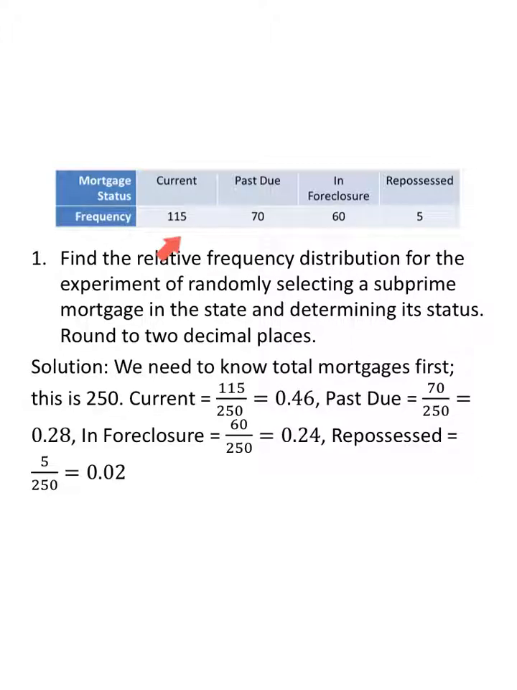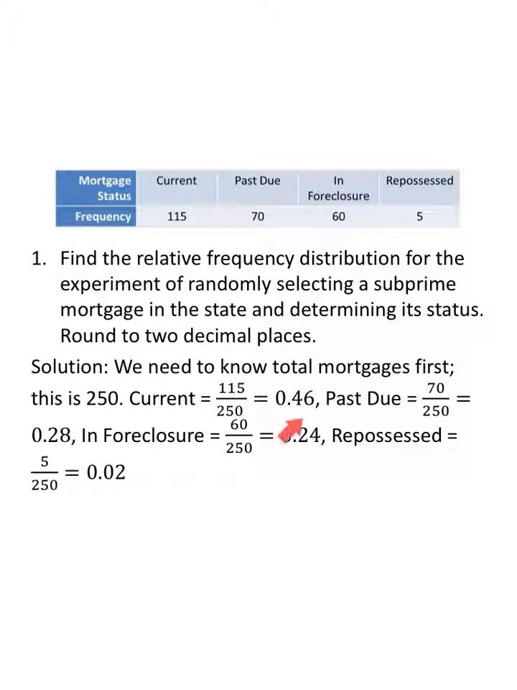First, we need to figure out how many we have total. So 115 plus 5 makes 120. 120 plus 60 makes 180. 180 plus 70 makes 250. 250 total mortgages. So the probability distribution reads, if current, 115 over 250, which is 0.46. Past due, 70 over 250, which is 0.28. In foreclosure, 60 over 250, which is 0.24. And repossessed is 5 over 250, which is 2%.